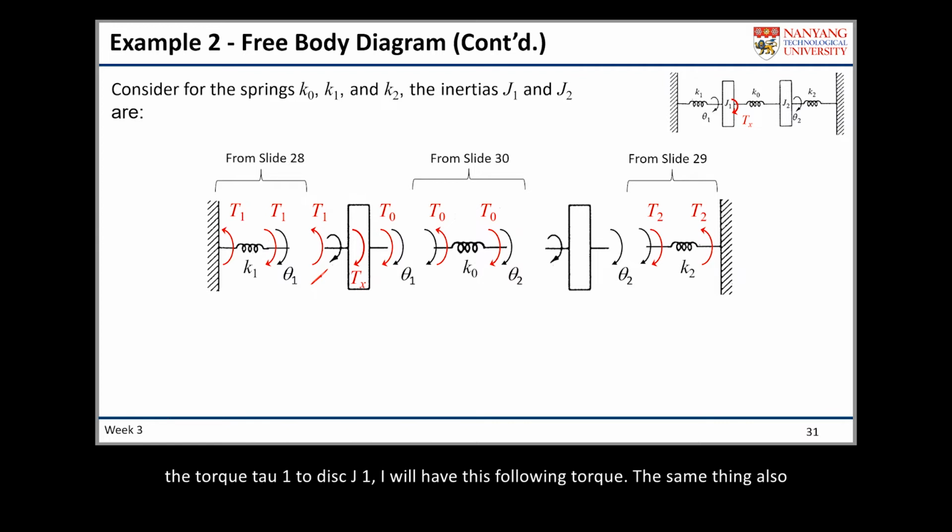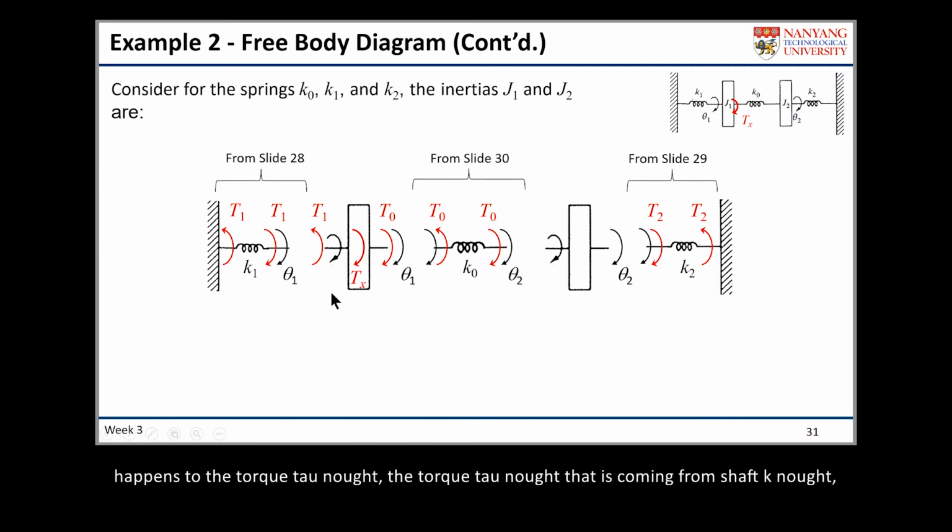Right? The same thing also happens to the torque tau 0, the torque tau 0 that is coming from shaft K0. At the left end of shaft K0, we have a torque tau 0, and this will be transferred to this J1 with a reaction torque in the opposite direction with the same magnitude tau 0. This one, right? So we have already completed transferring all of the torques from shaft K1 and shaft K0 to the disc J1.